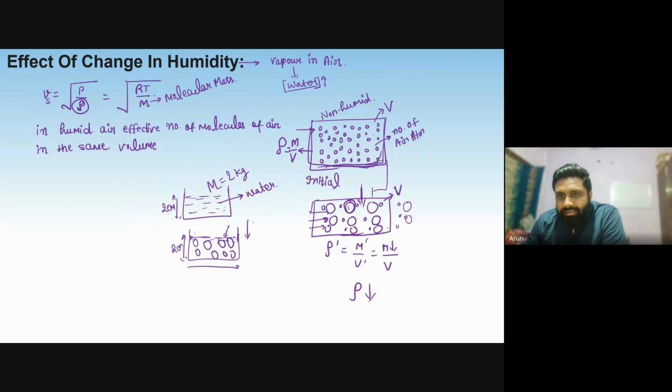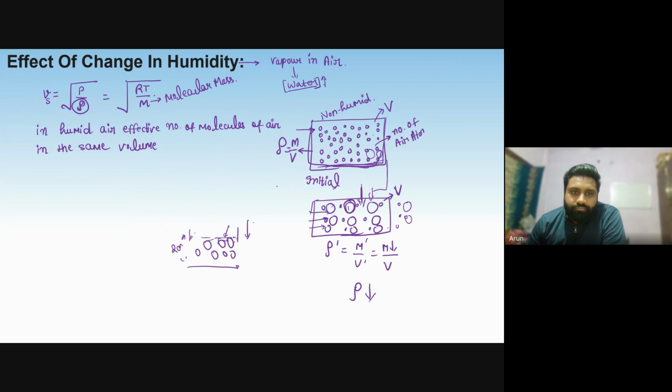We have added the water balloon. You can say that we have added the water balloons attached with these air molecules. So the effective number of air molecules has decreased. So if the number of molecules is decreased, the average mass is also decreased. And if the molecular mass is decreased, the density will also decrease, because it depends on mass upon volume. If mass is decreasing, volume is constant, then density will decrease.